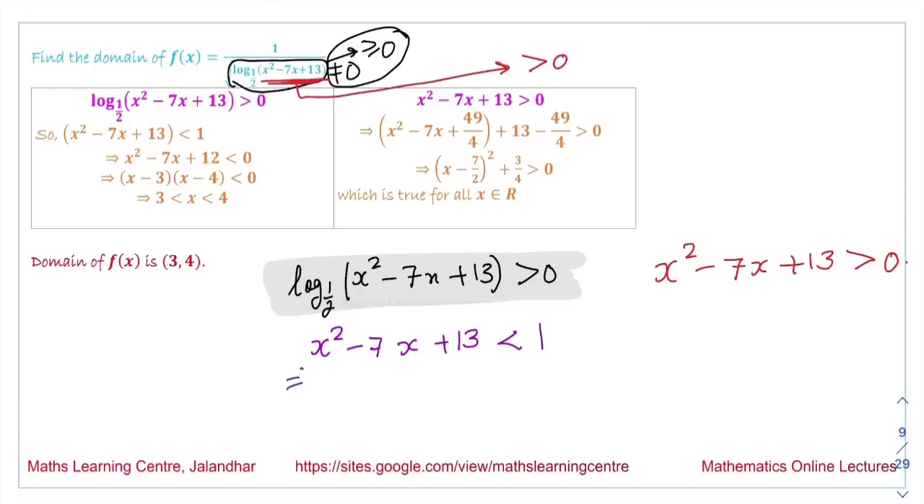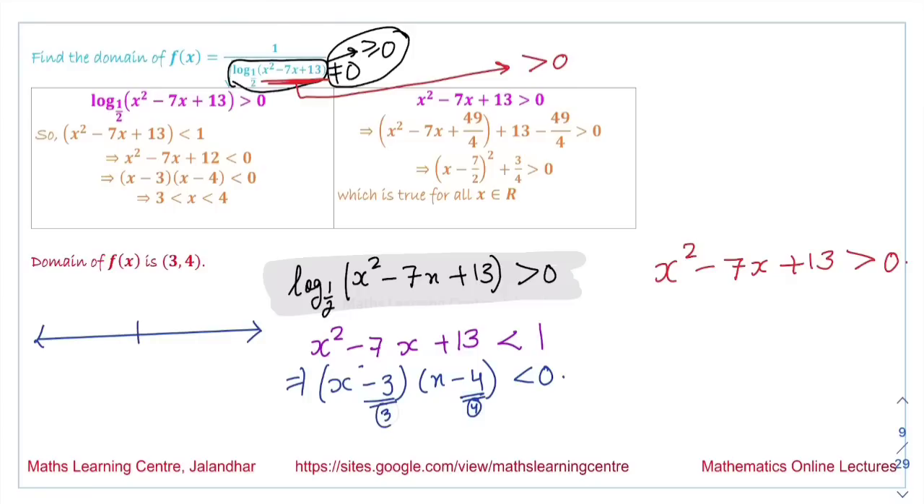So this implies that (x − 3)(x − 4) should be less than 0. If we try to solve this, we draw the number line. We have the roots over here, they are 3 and 4. So we are interested in these points 3 and 4.